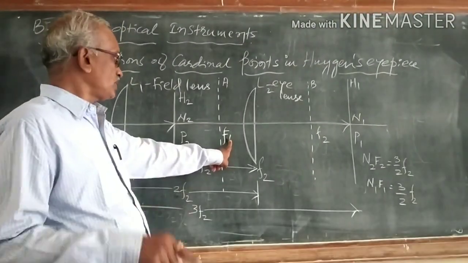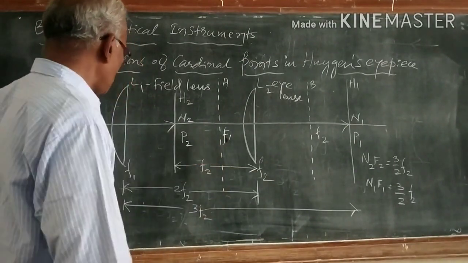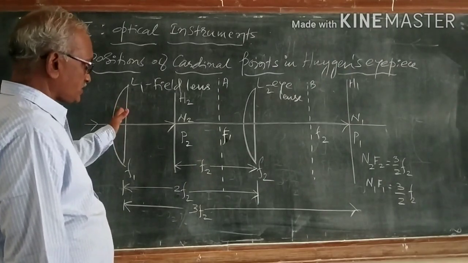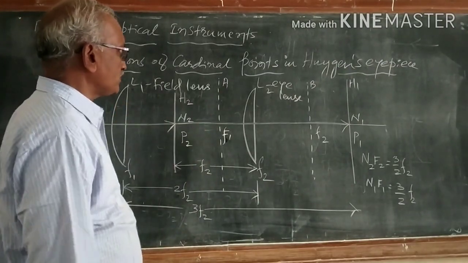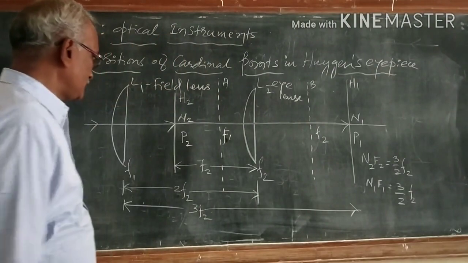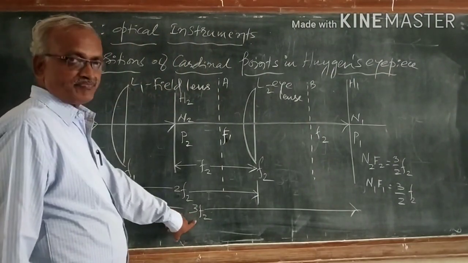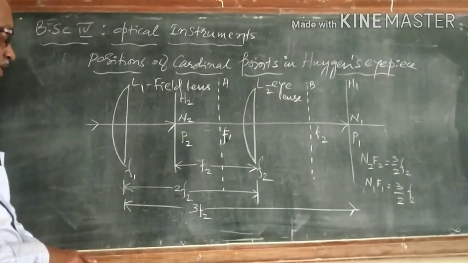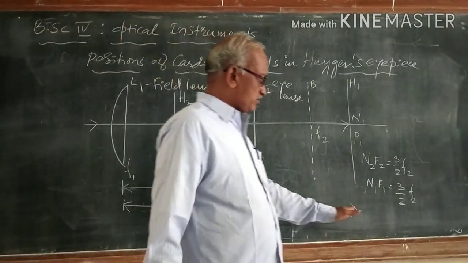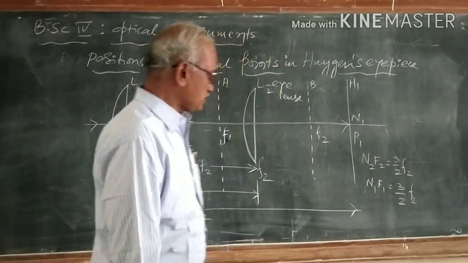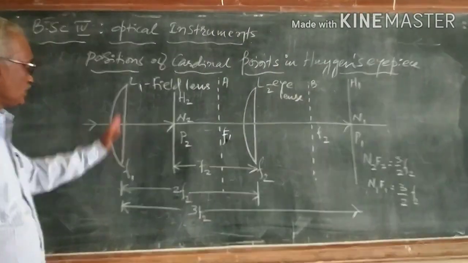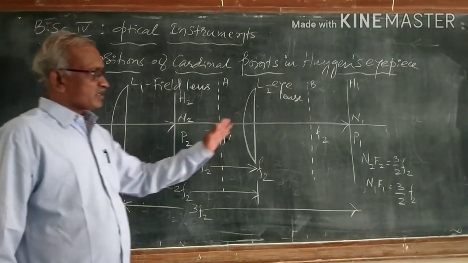If you study one by one, this is F1, the first focal point. It is on the right side of the field lens. And this is F2, which is on the right side of the eye lens. So this is 2f2 and this is 3f2, which we derived in the previous class. From that equation, what is the distance between the field lens and the first principal point? P1 is the first principal point, and it is at the distance 3f2. 3f2 is the distance between the field lens and the first principal point.